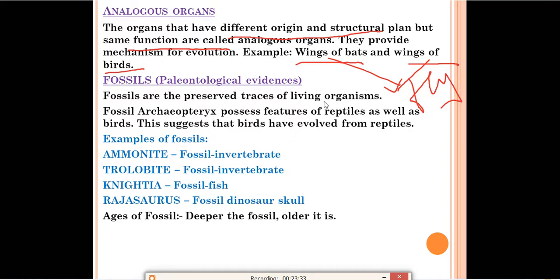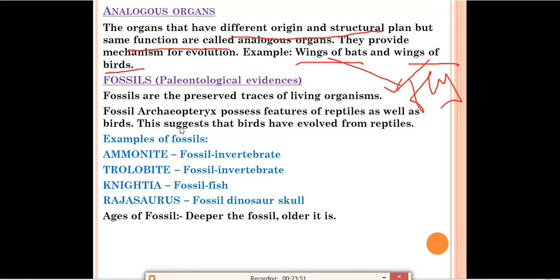Next is fossils. The study of fossils is known as what? The study of fossils is known as paleontology. This is generally asked as a 1 mark question. Sometimes it is asked, the study of fossils is known as what? So you will write it is known as paleontology. So fossils will provide us paleontological evidence.